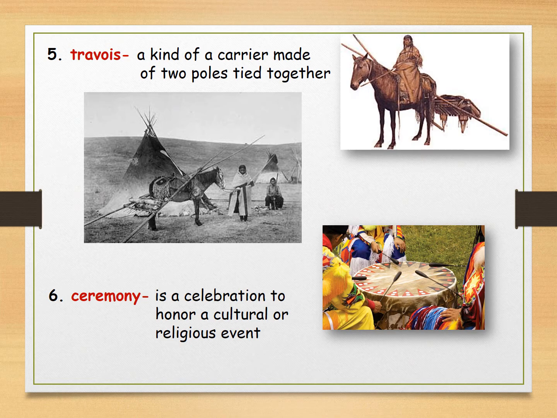Number 5, grade 5, we have the word travois. By the way, the S is not pronounced in this word, so we read the word as travois. It is a kind of carrier made of two poles tied together. Look at the picture here. It shows a vehicle that native people used before to carry their goods or even to carry people. And number 6, the last one for today's vocabulary, we have ceremony. It is a celebration to honor a cultural or religious event. Please don't forget all these 6 words.